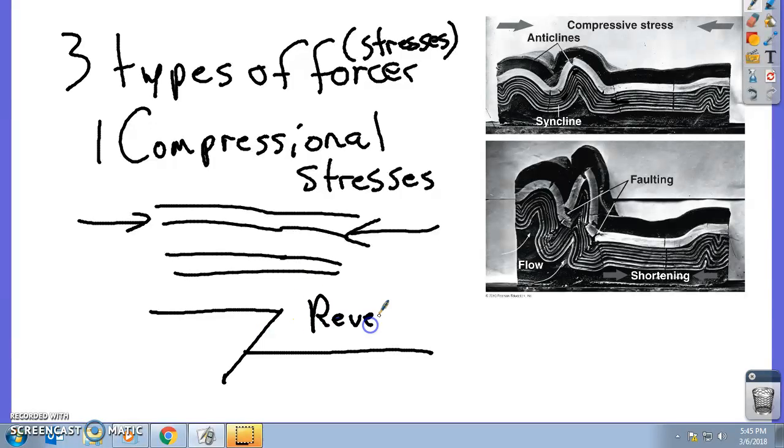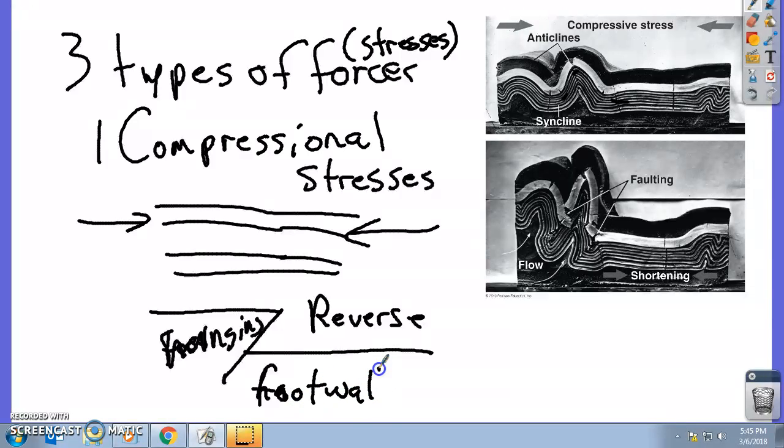Okay, it's called a reverse fault because the hanging wall is pushed up over the foot wall. I did that backwards, sorry. The hanging wall is pushed up over the foot wall. Okay, my bad. All right, and when it's pushed up over the foot wall, then that is going to be a reverse fault.